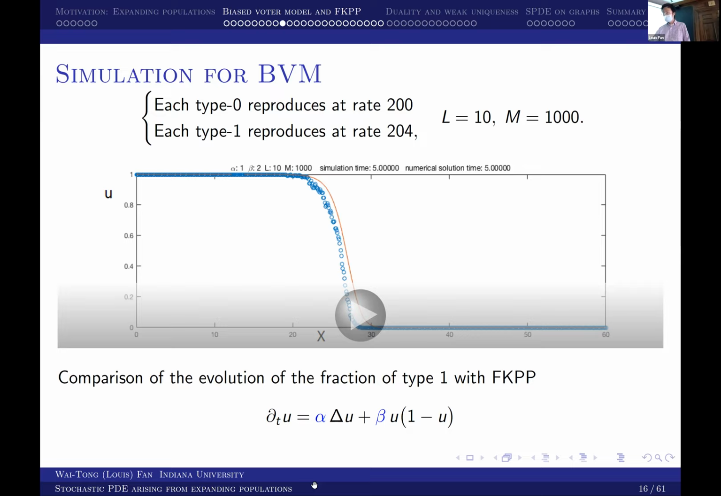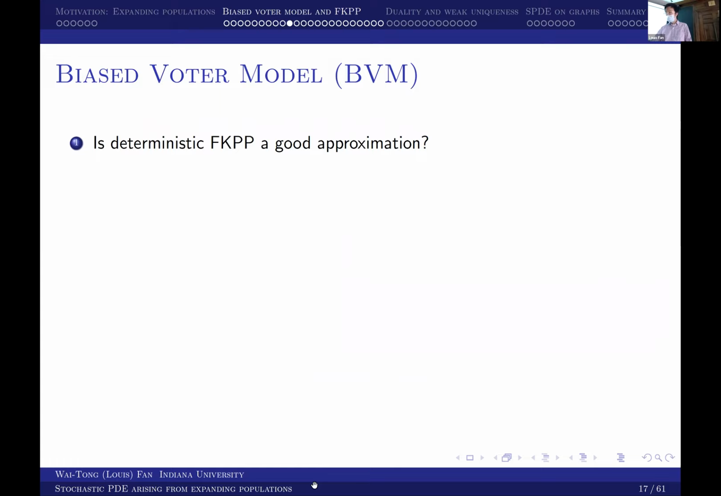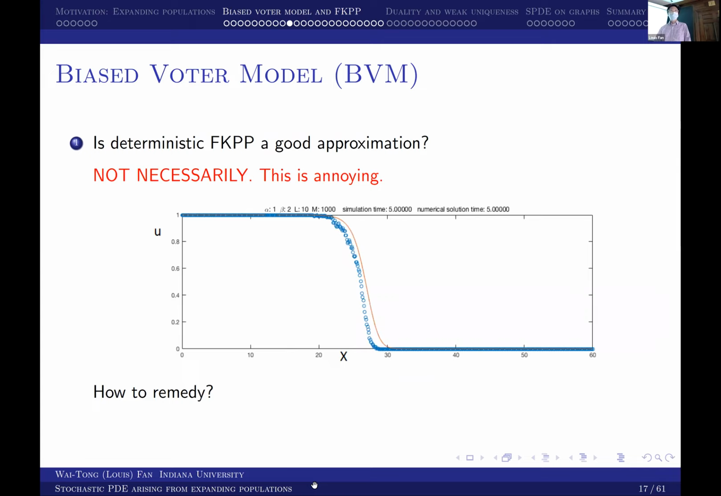And so as we see, the FKPP equation is not a good approximation. This is quite annoying because it takes quite a while to do this simulation, and we don't know what alpha and beta are a priori. So we have to do a parameter search, and it would take a long time, even for m equals 1,000.